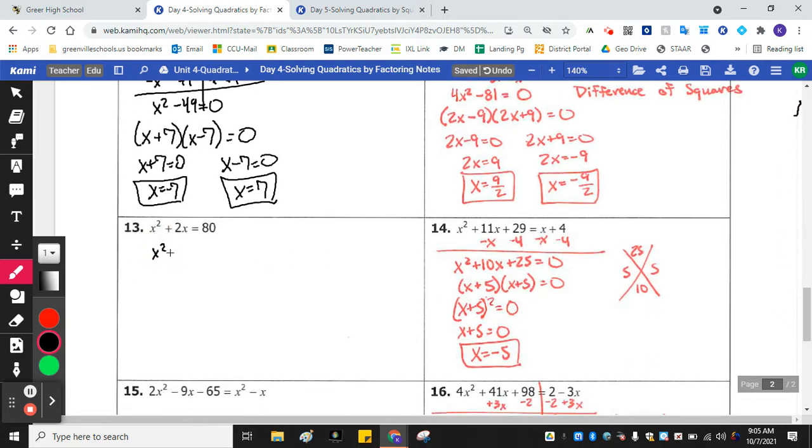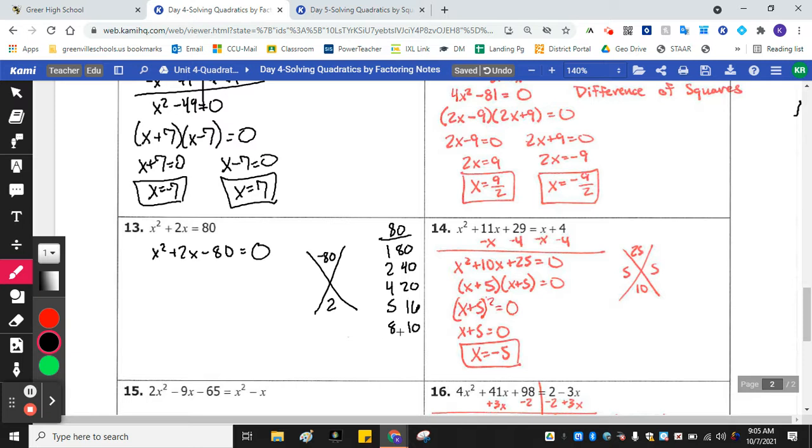Subtract over the 80. No greatest common factor. A is 1, so I jump straight to negative 80 and 2. 80 has a lot of factors. 1 and 80. 2 and 40. 3, no. 4 and 20. 5 and 16. 6, no, because 3 doesn't go into it. 7, no. 8 and 10. There it is, 8 and 10.